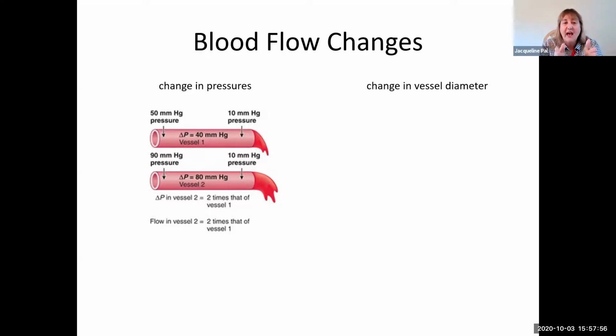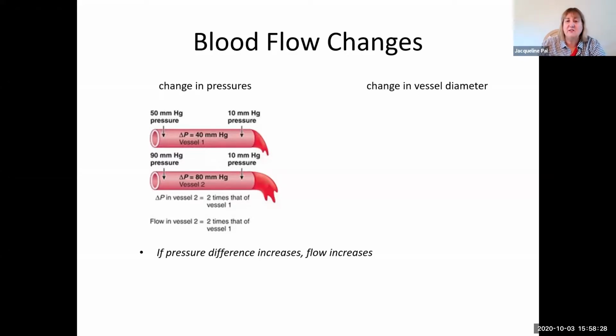Now we could have, instead of making the ending points the same, made the starting points the same, where both were starting at 90 and the first one was ending at 50 and the second one was ending at 10. So it doesn't have anything to do with where you're starting, like a systolic pressure, versus where you're going, like a diastolic pressure. It has to do with the net change in pressure. So the net takeaway from this is, if pressure difference increases, then flow increases.